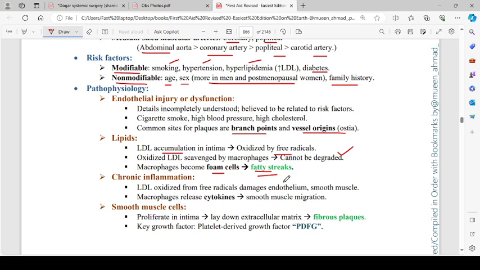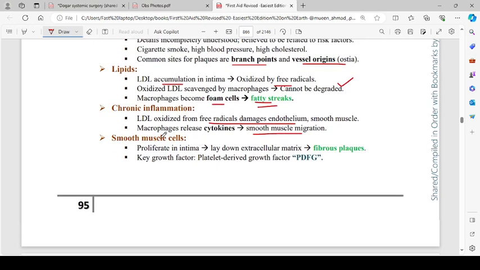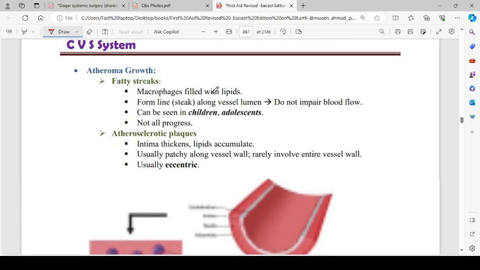The chronic inflammation: LDL oxidized by free radicals damages the endothelium and smooth muscle. Macrophages release cytokines, causing smooth muscle migration. Smooth muscle cells proliferate in the intima, lay down the extracellular matrix, and form fibrous plaques. The key growth factor is platelet-derived growth factor, PDGF basically. Atheroma growth: the fatty streaks are macrophages filled with lipids.